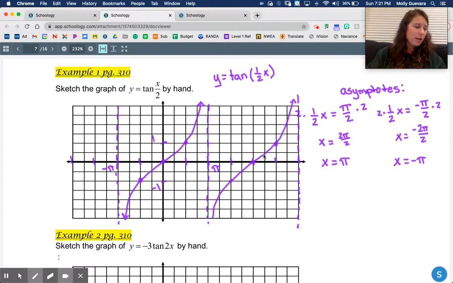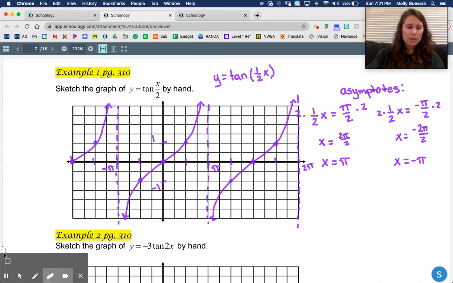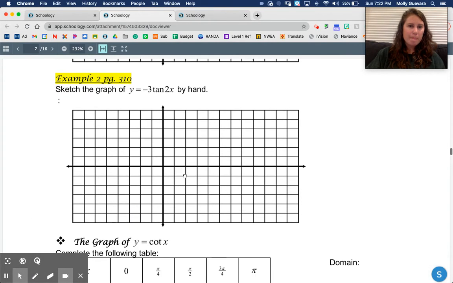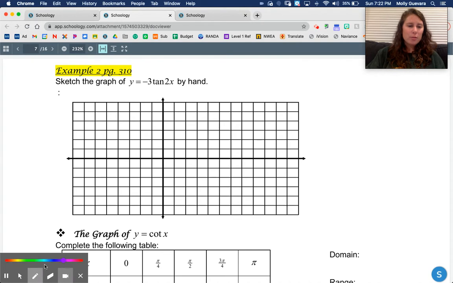You really just need to make sure that that first period is labeled very well, right? So if this is pi, this is 2 pi. This is pi, or excuse me, -pi. That means the graph is doing something like this. So I'm just extending out to multiple periods. Okay, let's look at another one, a little bit more difficult. And then we'll switch over to cotangent.